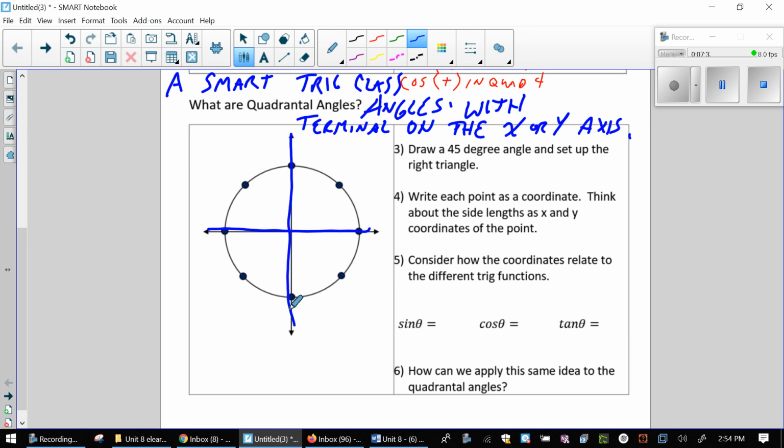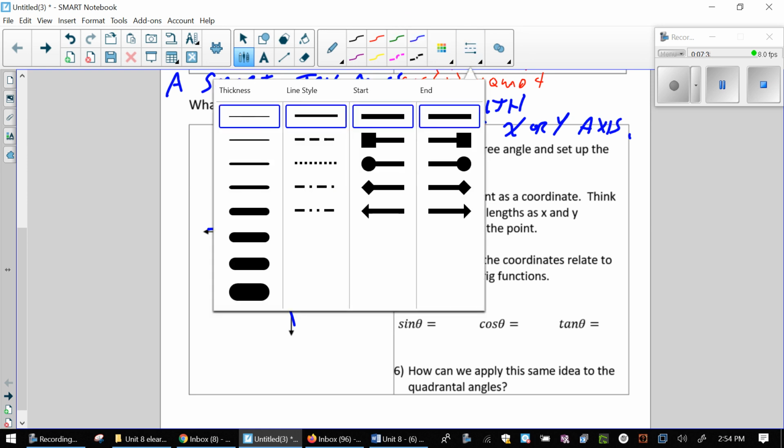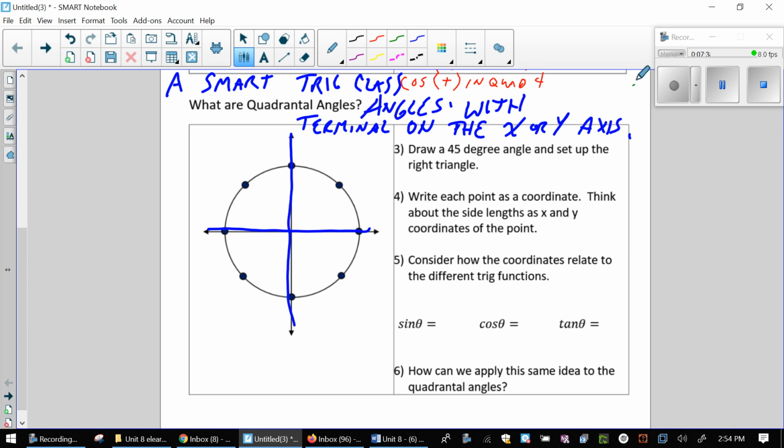Okay, we're going to kind of look for a pattern here again. Now, the quadrantal angles we cannot use special right triangles for because we can't take sine of 90 because the opposite of 90 is the same as the hypotenuse. Okay, so we're going to use this idea again, draw a 45-degree angle and set up the right triangle. I'm going to use my hypotenuse of 2 again, and I know that this side is root 2 and this side is root 2.